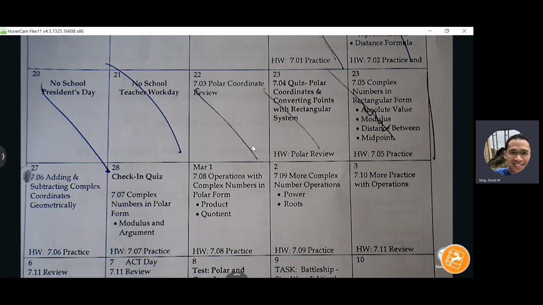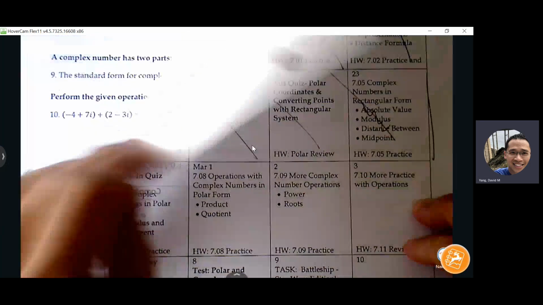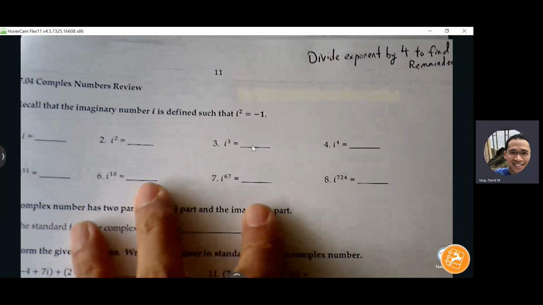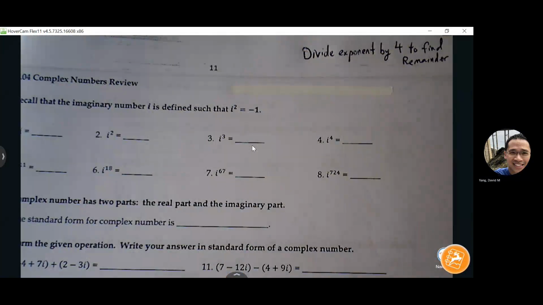Okay, we're moving along in our packet. So page 11, we'll do complex number review, but then we need to start 7.05, so we'll just get as far as we can. I think you'll find this pretty much a review, and what we're going to see with the next section, it just feels like you're building on top of what we've already learned.